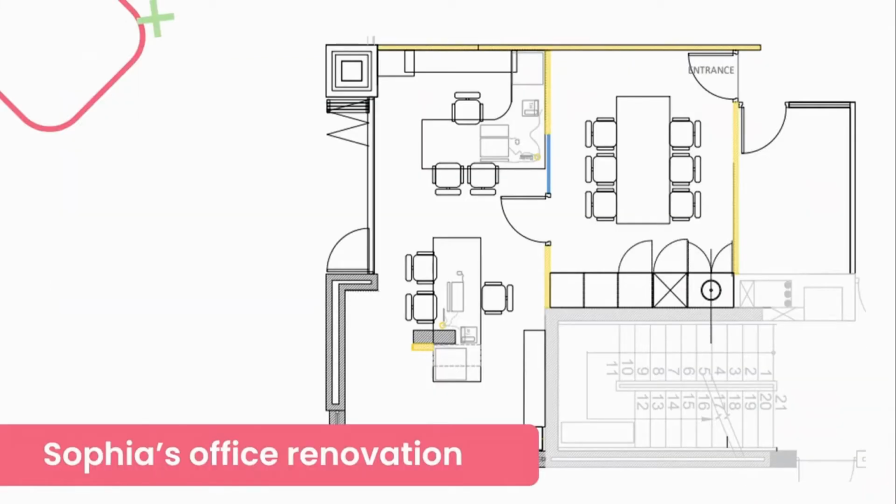Let's pop back to Sophia's office renovation. Do we have any kitchen-related items here that we need to source? Can you see anything relating to a kitchen? Pop your answers into your Morpheus text box. Why would we need to go to a kitchen supplier?